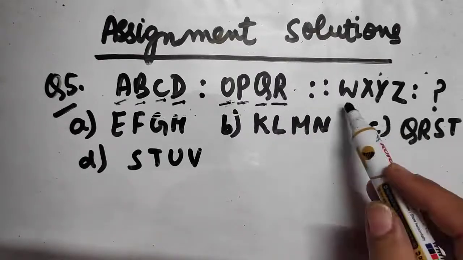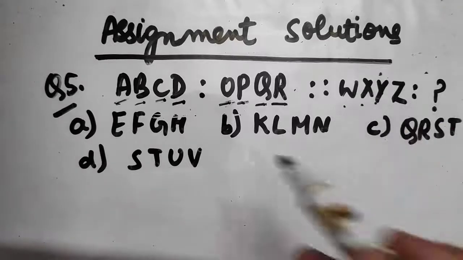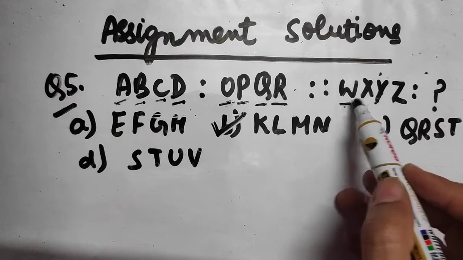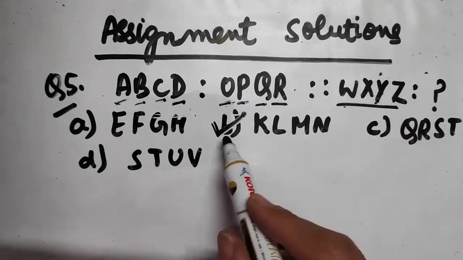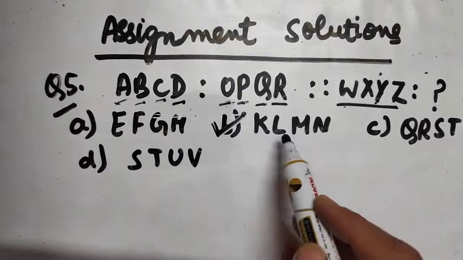So if I talk about W, X, Y, Z, the answer will come out to be B, because we need to move each and every alphabet of this group 14 steps forward to get the answer. So the answer for question number 5 is option B, that is KLMN.